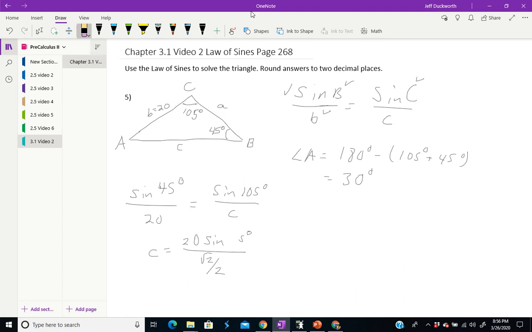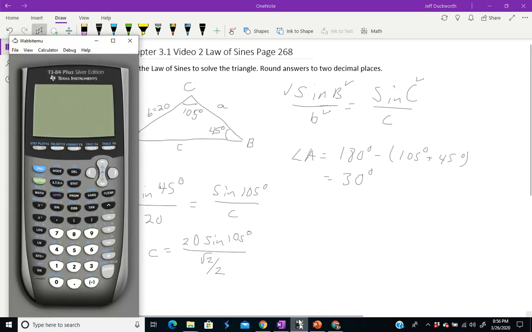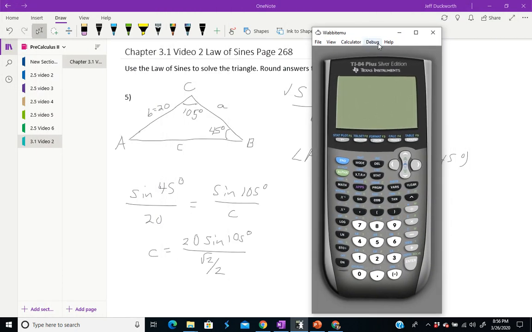Let's try that again. Okay, so now we need a calculator to do this. So I'm going to put this into a calculator now. Let's actually move this over here.